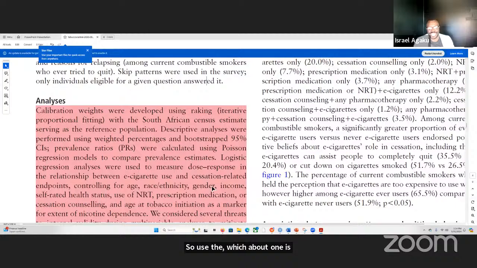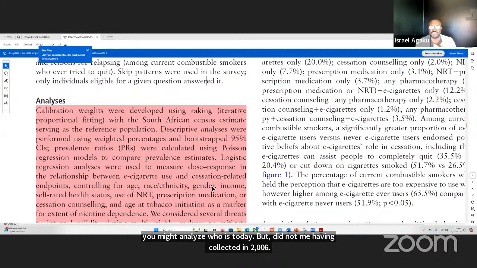So you might be analyzing the data today, but the data may have been collected in 2006. So again, there's no rule of thumb. Just use whichever data is closest to whatever data you are using.